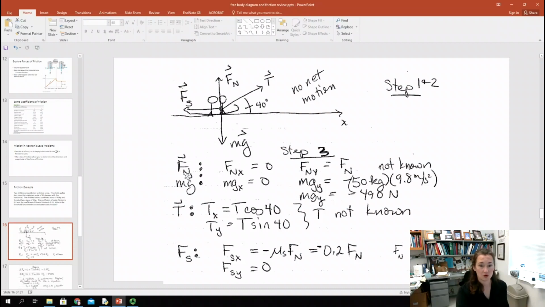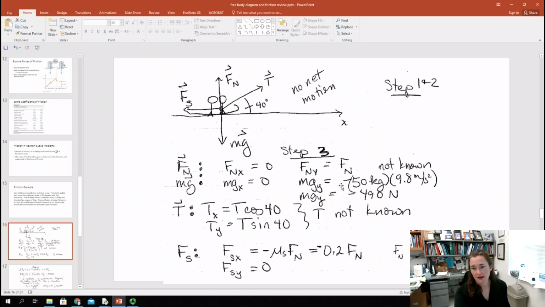So here I go. My normal force has no x component. It's just in the y. So the normal force component in the y, I'll just call F sub n. I don't know what the normal force is yet, so I'm going to leave it in symbolic notation. mg also doesn't have any x component. As I've drawn it here, x is parallel to the ground and up and down is y. So mgx is equal to 0.